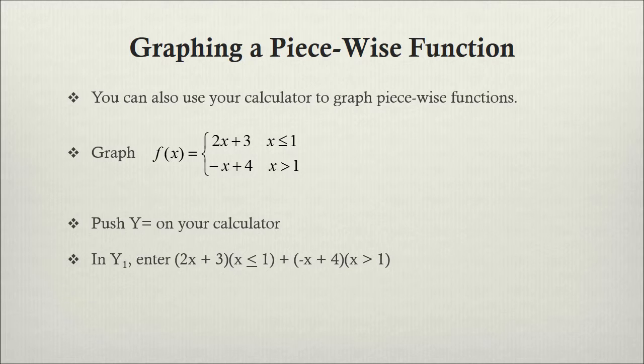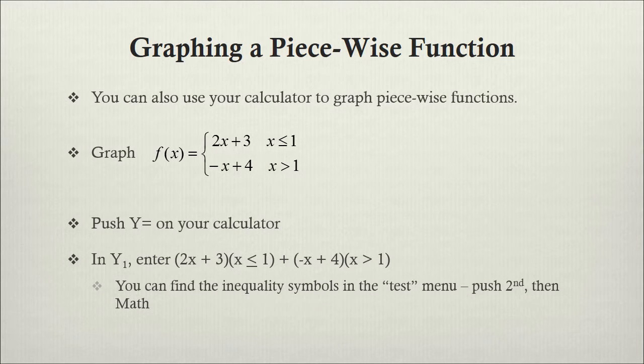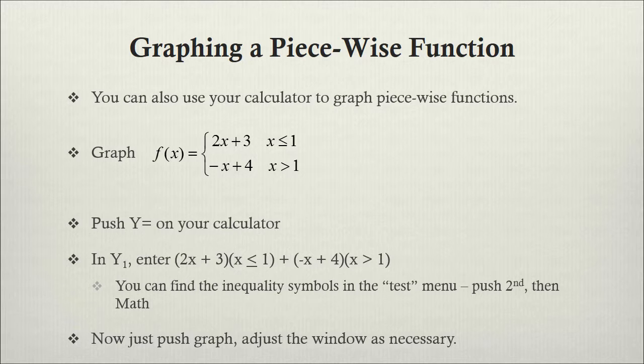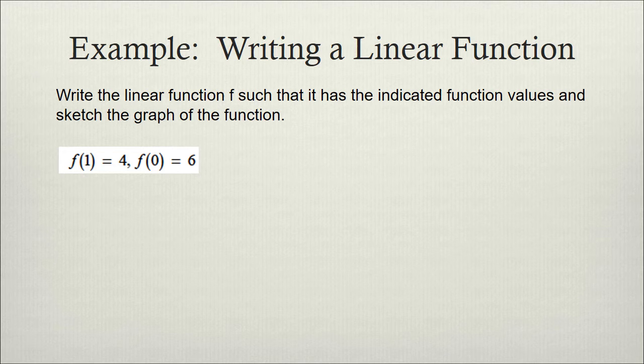So you're going to put the 2x plus 3 in parentheses, the x is less than or equal to 1 in parentheses, and then a plus, and then negative x plus 4 in parentheses right next to x is greater than 1 in parentheses. And then you hit graph and adjust as you need to.